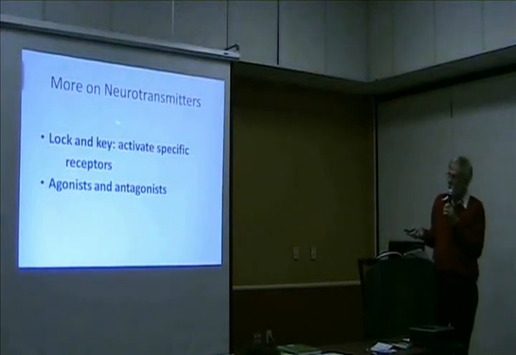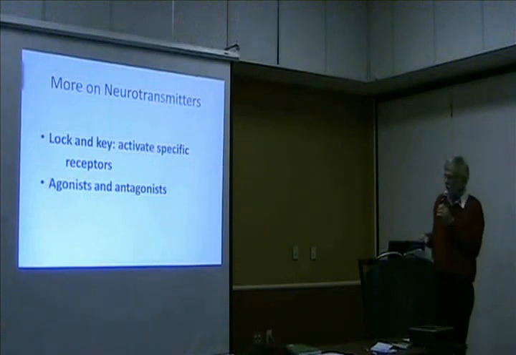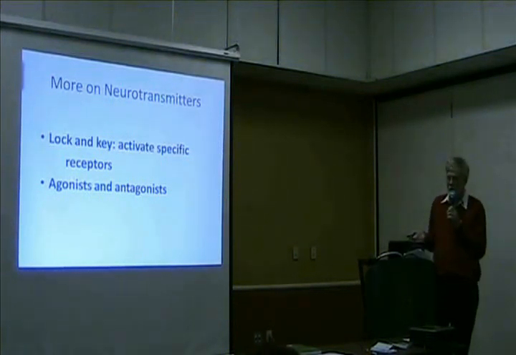If you have a serotonin molecule come along, it'll do nothing to that receptor because it's highly selective. So drugs or neurotransmitters or hormones that activate receptors and result in a greater likelihood of activating the nerve cell are called agonists.